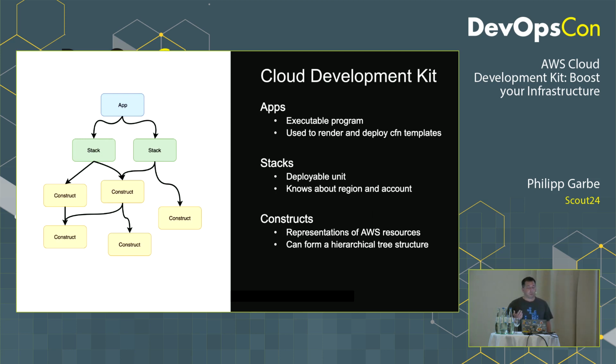An app can contain one or more stacks, and these are then the deployable units. So a stack in CDK is the same as a stack in your CloudFormation console. And you have some environment information, like which account it should be deployed to and also which region. And finally, a stack can contain, or should contain, at least one or more constructs, which are then a representation of AWS resources. And constructs can form a hierarchical tree structure. We'll see in a second how that looks.